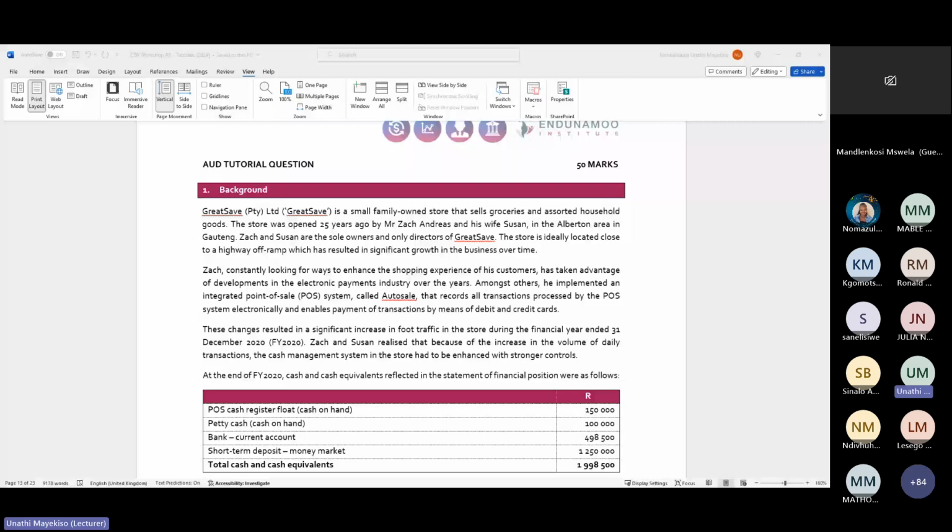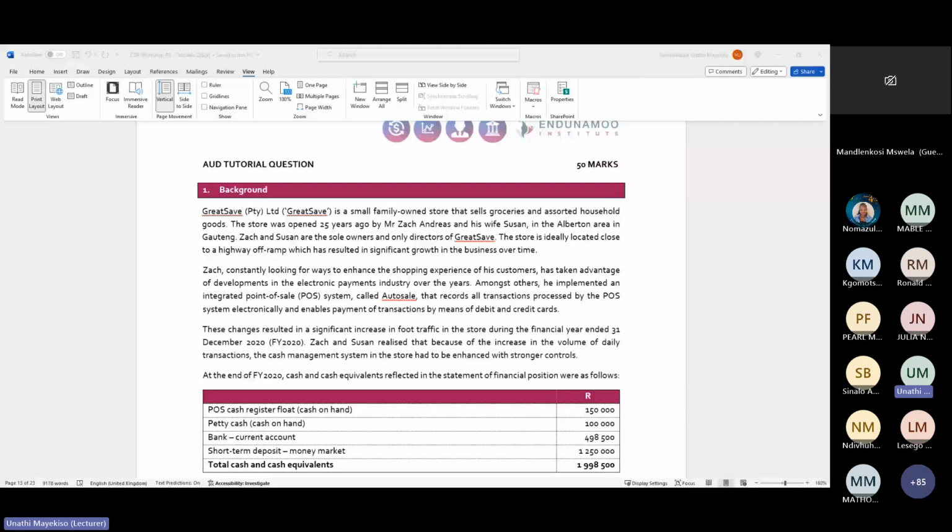Cool. So they start us off by explaining that Great Safe Pty Limited is a small family-owned store that sells groceries and assorted household goods. The store was opened 25 years ago by Mr. Zach Andreas and his wife Susan in the Alberton area in Gauteng. Zach and Susan are the sole owners and only directors of Great Safe. The store is ideally located close to a highway off-ramp, which has resulted in a significant growth in the business over time.